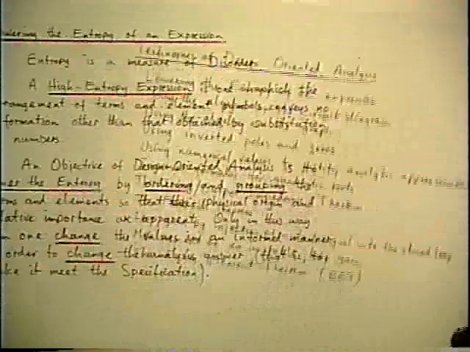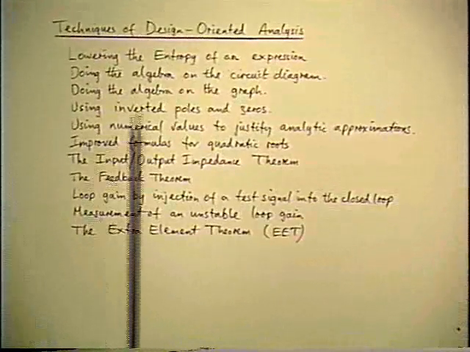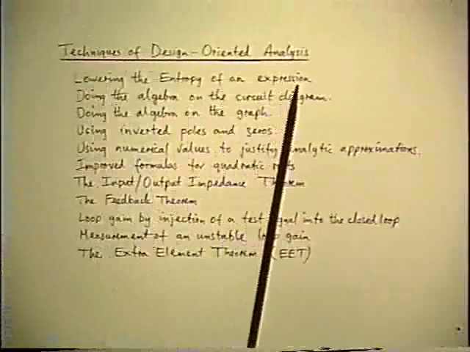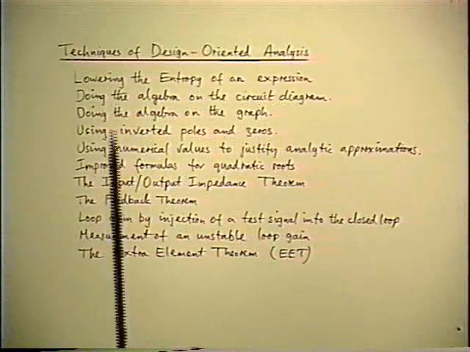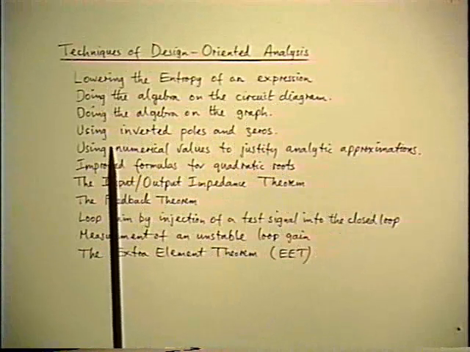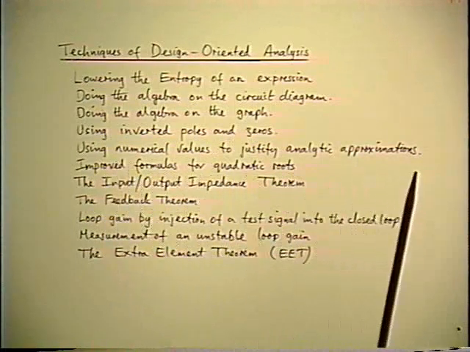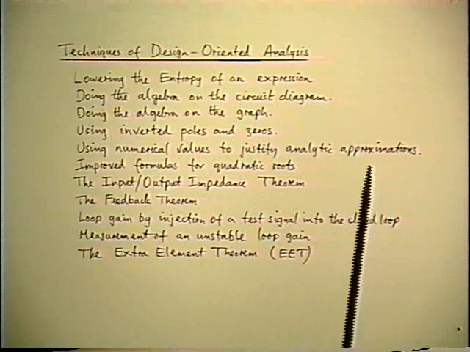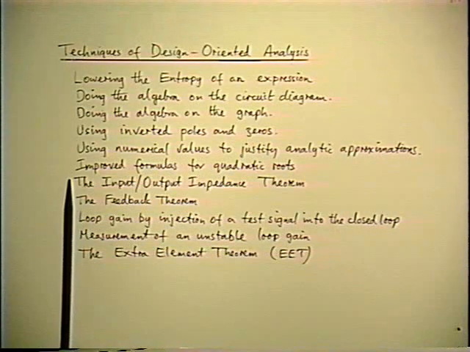Here it is. This is the list of the techniques that we're talking about. I mentioned lowering the entropy of an expression, doing the algebra on the circuit diagram, doing the algebra on the graph, using inverted poles and zeros, using numerical values to justify analytic approximations. And this is where we are now on the list.